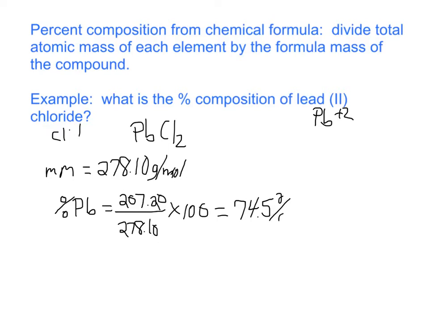By mass. And then, of course, chlorine, you can do it one of two ways. You do the math, where you take 35.45 times 2, which is the total mass of chlorine, and then divide it by the entire mass of lead chloride.